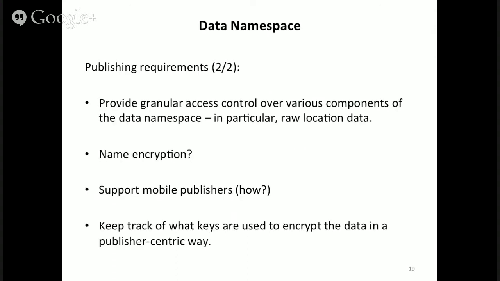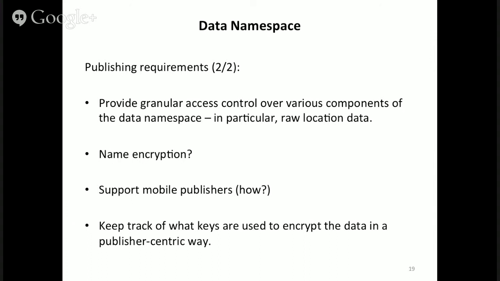Okay, second set of requirements: we do want to provide granular access control over the various components of the data namespace. In particular, over raw location data, we want to be really careful with that, but really over all the different types of data that are available. And what do we mean by granular? That might be data that's restricted by time, by location, by type, by accessing service, and so on.